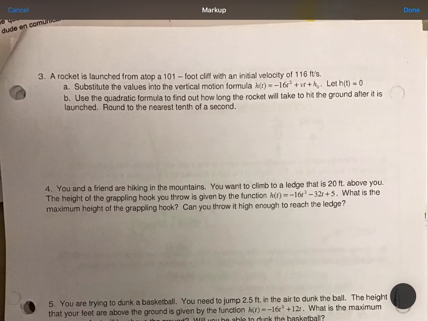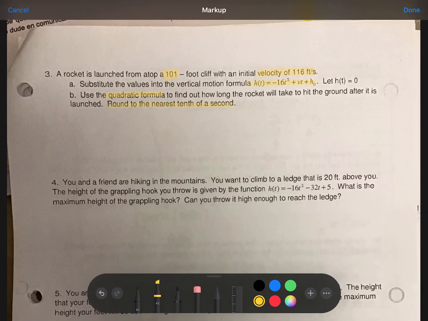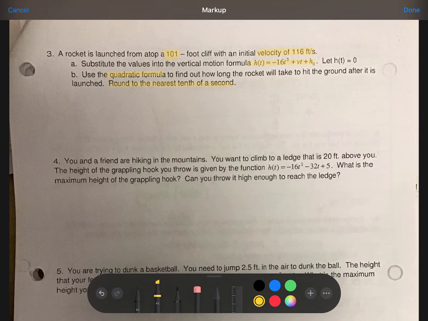On number 3, they give you the vertical motion formula, and they want you to simply plug in your numbers. You got a 101-foot cliff and a velocity of 116, so you would just simply plug those in for v and h of 0. And then it tells you here to use the quadratic formula, probably because it's not factorable. So you would use x equals negative b plus or minus the square root of b squared minus 4ac, and then round your answer to the nearest second. So you guys can try that one and see what you end up with.